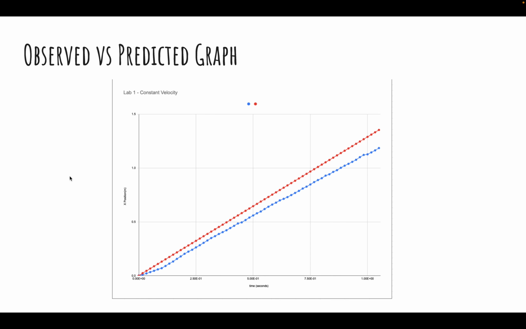Here is the observed versus predicted graph. As you can see, the points down below, the blue is the observed from Tracker and the red is from my computational model. In the beginning, the blue and the red were very similar. However, the computational model stayed linear with a constant velocity. However, the blue slowed down, meaning that there was some other force and the F net was not equal to 0. And thus it slowed down and gradually became slower and slower and had a downward sloping line.